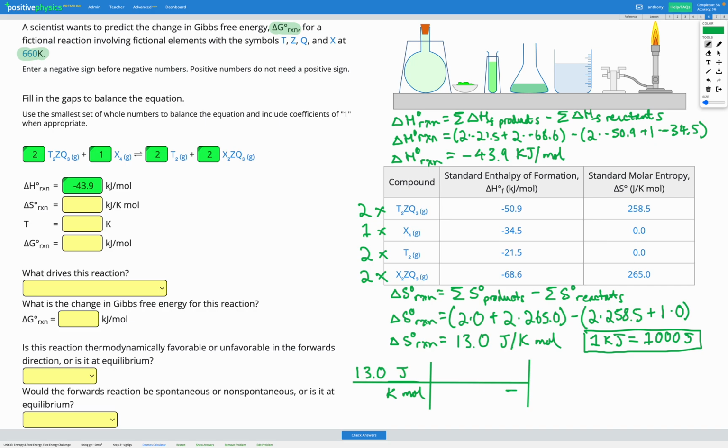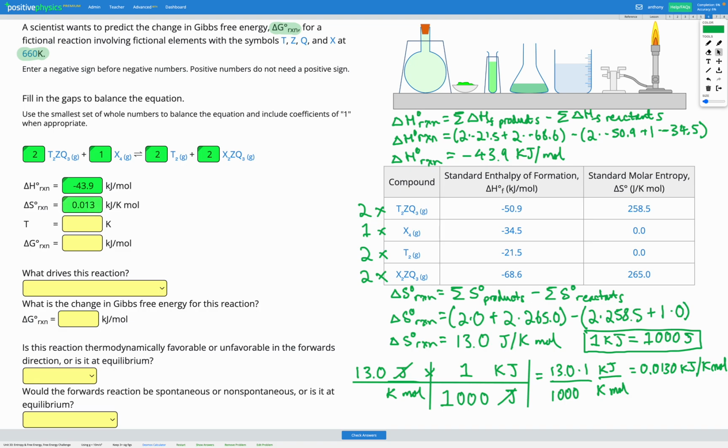So I'm going to put joules on the bottom so that will cancel out and kilojoules on the top. And we know that 1 kilojoule is equal to 1,000 joules. So we're going to multiply everything on the top and divide top by bottom. The joules will cancel. We're left with 13.0 times 1 divided by 1,000, and our units are kilojoules per Kelvin mole. And when we put that into our calculator, we get 0.0130 kilojoules per Kelvin mole. So we can go ahead and enter that in over here now.